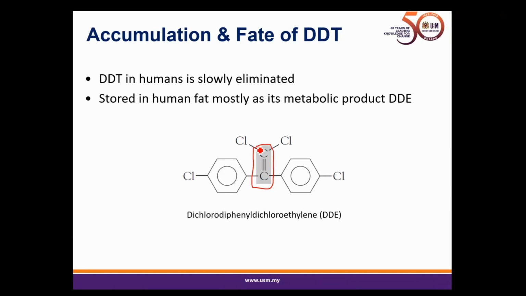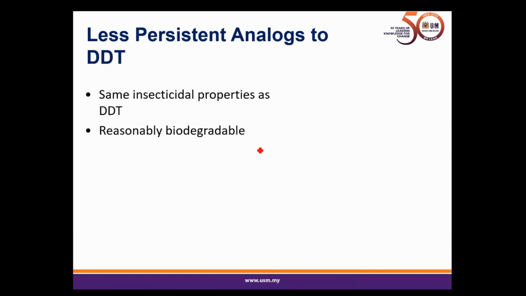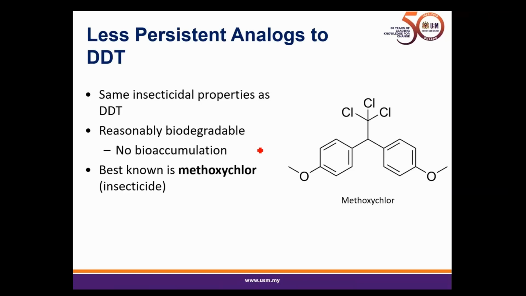Because DDT is very toxic to humans and also the environment, the less persistent analogs to DDT are what we can switch to, such as the chemical methoxychlor. Why is that? We want the substitute of DDT to have the same insecticidal properties as DDT. So we need to find something that is more environmentally friendly. Researchers have found methoxychlor is similar to DDT.